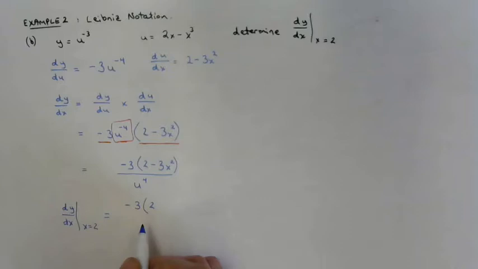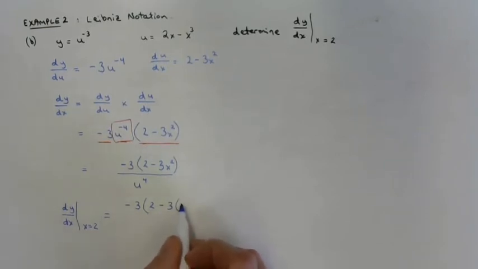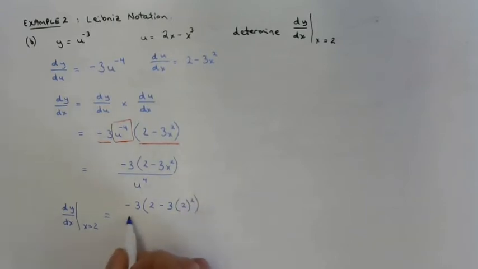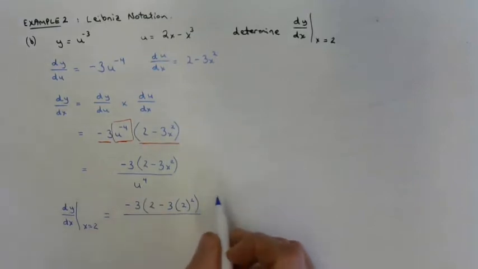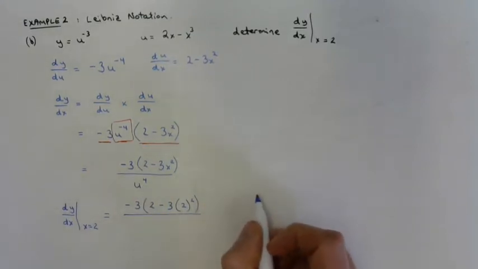Maybe we should find that first. Maybe we'll do that off to the side. But we're going to leave our denominator for a second. So our numerator is negative 3 times, in brackets, 2 minus 3 times 2 squared. And then in our denominator, we're putting in u to the power of 4. So I want to do a little bit of side work.